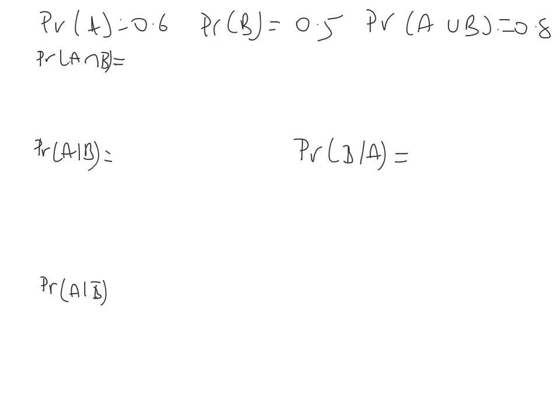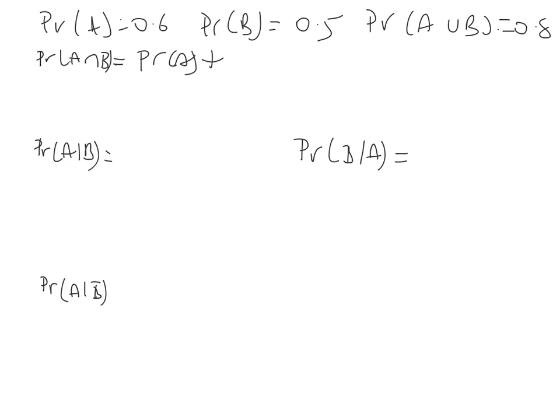Now, if we've just got some probabilities, we're going to have a look at how to calculate some conditional probabilities. So, if we've got the probability of A equals 0.6, the probability of B equals 0.5, and the probability of A union B equals 0.8, and we want to find any of the given probabilities to do with A and B, so A given B, A given not B, or B given A, we've got to work out A intersecting with B first.